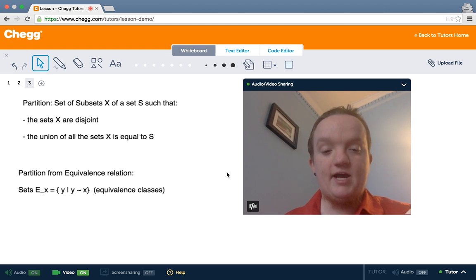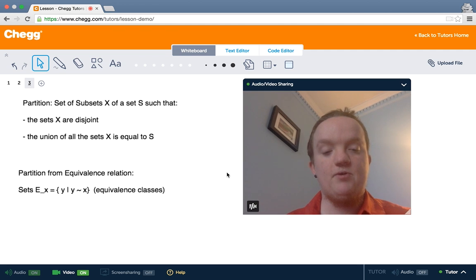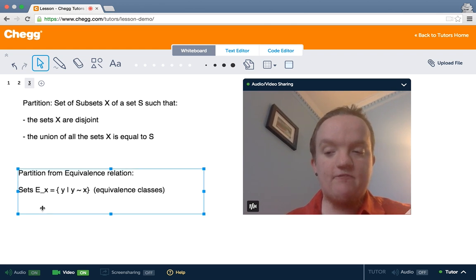No integer, again, like we said, has two different remainders mod 3 when you divide it by 3. But every integer has some remainder, either 0, 1, or 2, when you divide it by 3. That's an example of how you create a partition from an equivalence relation. A partition comes out of sets, E_x, defined such that y is in E_x if y is equivalent to x, if y and x are in the same equivalence class.